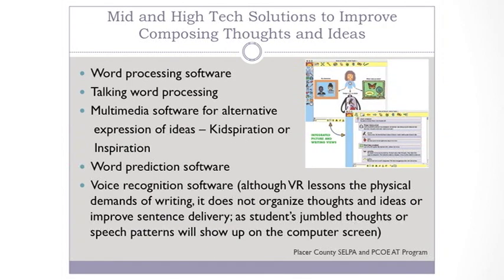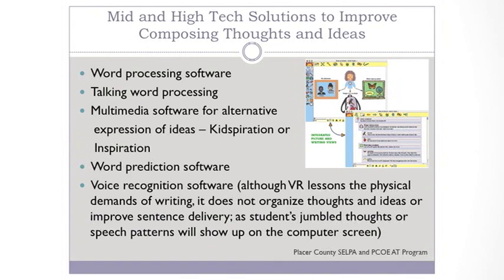When we get to the mid and high-tech solutions, we're getting into some software. Word processing software is the most basic thing that we can all pop up on our computers, but we can add things like talking word processing, multimedia software. Kidspiration and Inspiration is great. There's a picture up here on the right. It's a way to organize thoughts in a pictorial view, and with one click it turns it into an outline view that can be edited and then further expanded upon.